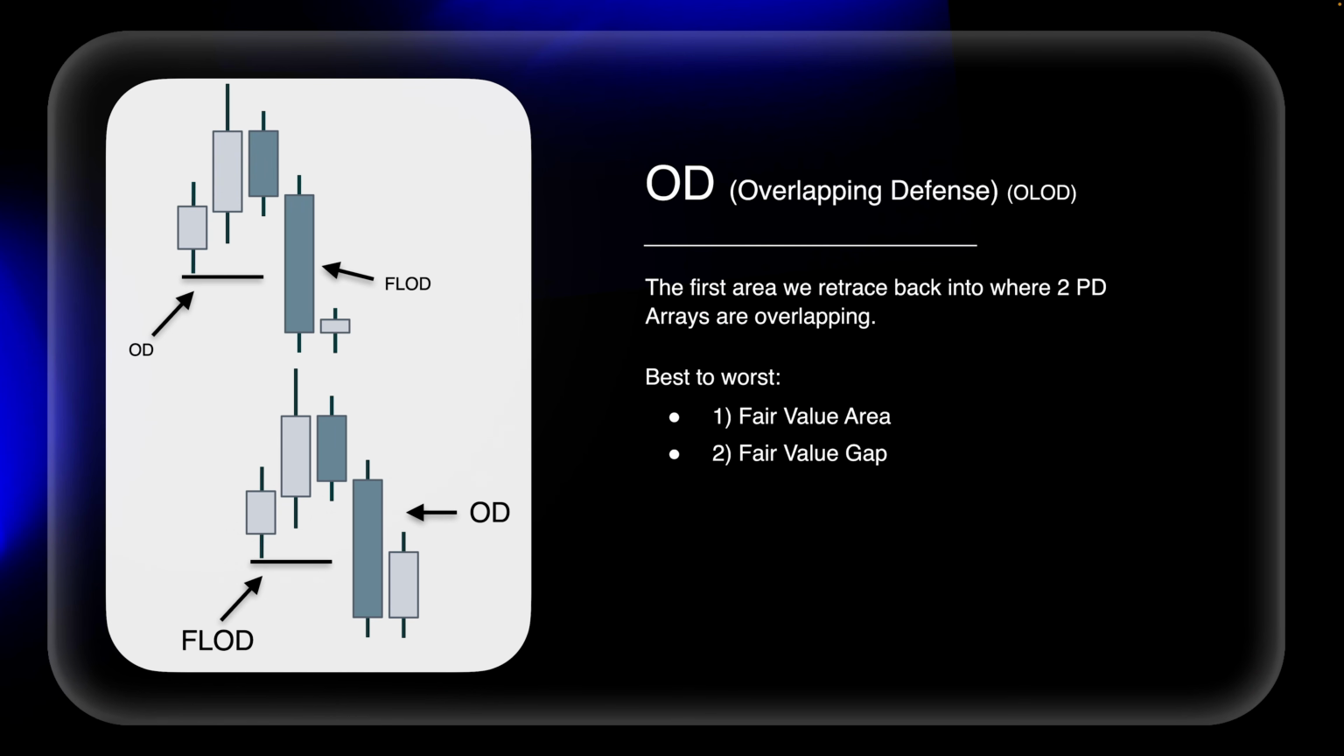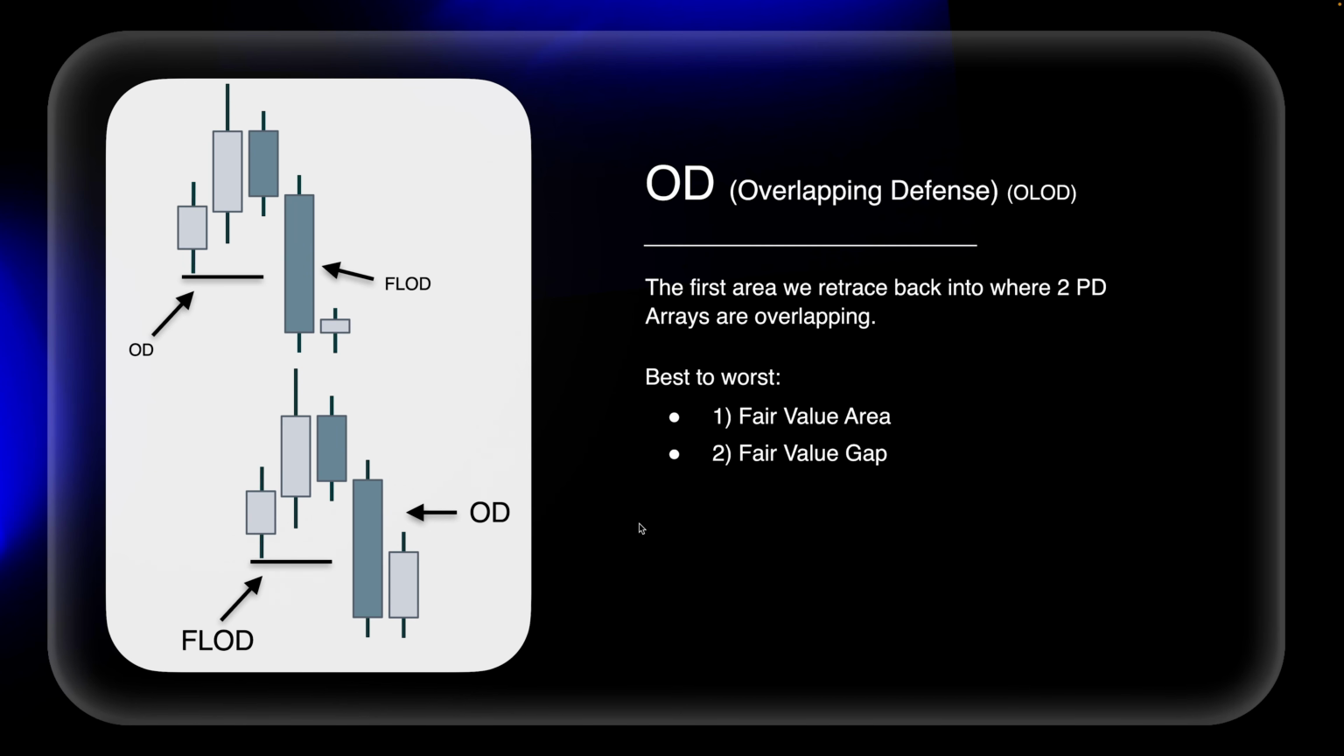Now, if this is not familiar to you, after watching this video, you can rewatch the previous MMC series videos where we go over overlapping defense and narrative, everything you need to know beforehand. So we're going to learn how to differentiate a good fair value area from a bad fair value area, and if we can trade back into the fair value area or only into the fair value gap.